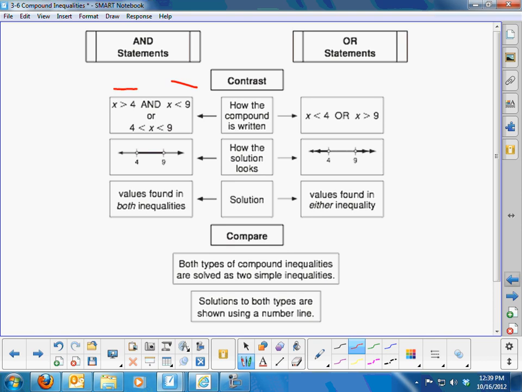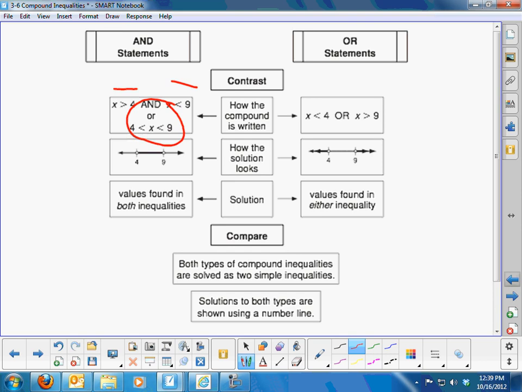Or statements are written separately, whereas and statements we could combine into one inequality, that inequality right there. Or statements have to be written separately. Okay, it's going to satisfy only one of the inequalities, either this inequality or that inequality. It does not satisfy both of them.